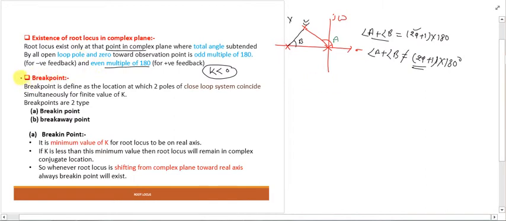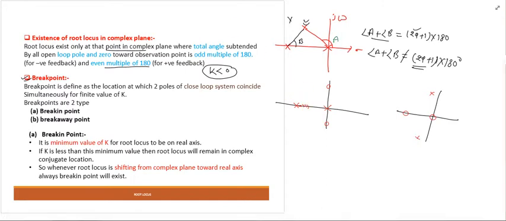Now, the breakaway point. What is the breakaway point? When root locus starts moving on the real axis, two possibilities can happen. Maybe these are the poles, and maybe these are the zeros. When we increase the value of gain, the roots start to travel in this direction, and this root starts to travel in this direction.